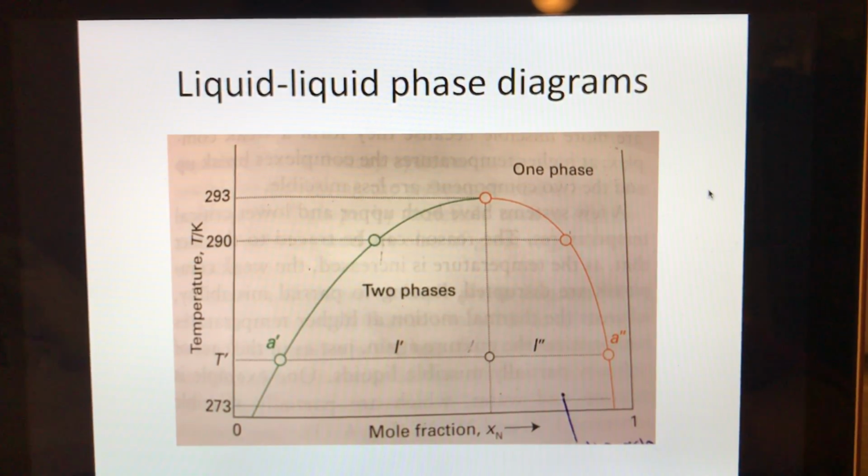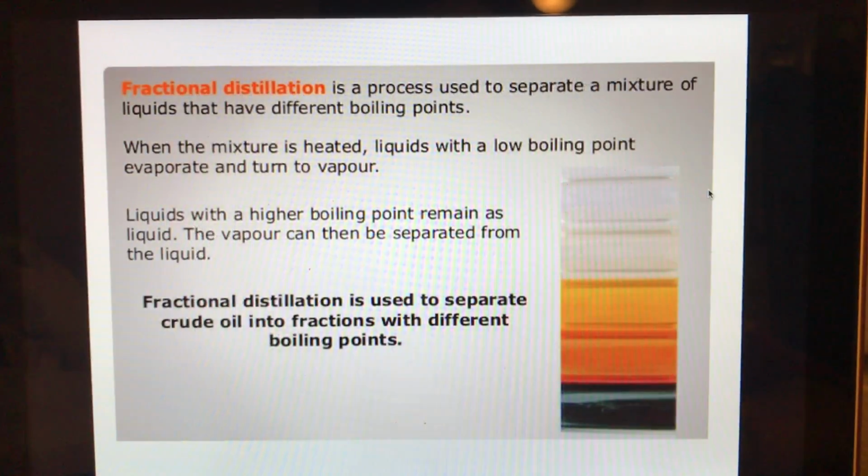So that's one liquid-liquid phase diagram, and the next one is another real-world application: fractional distillation. Fractional distillation is a process used to separate a mixture of liquids that have different boiling points. When the mixture is heated, liquids with a low boiling point evaporate and turn to vapor. Liquids with a higher boiling point remain as liquid, and the vapor can then be separated from the liquid. Fractional distillation is used to separate crude oil into fractions with different boiling points. So why is this important? Why am I telling you this?